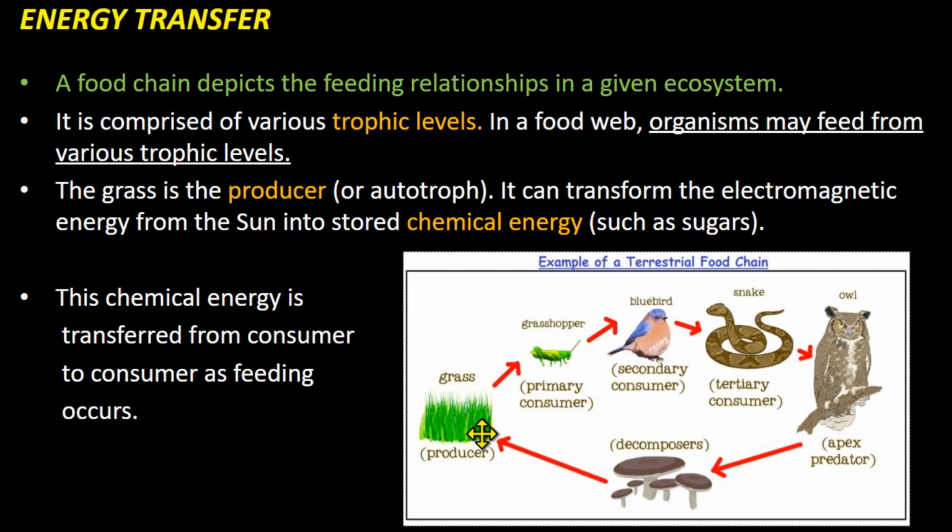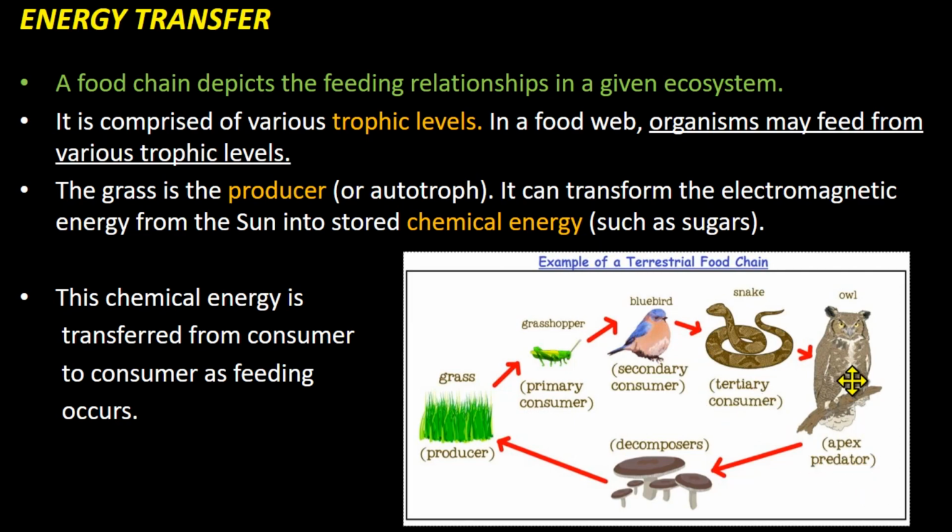This grass is consumed by the grasshopper. The grasshopper is consumed by the bluebird, then the snake, then the owl. Each of these is called a consumer because it feeds on the organism previous to it. So these would be assigned names in order: primary, secondary, tertiary, and quaternary consumer. The one at the top is also called an apex predator.